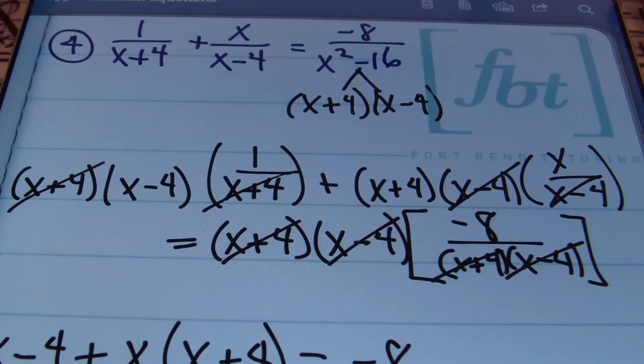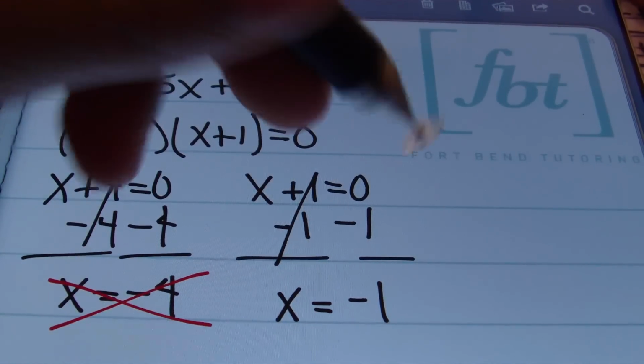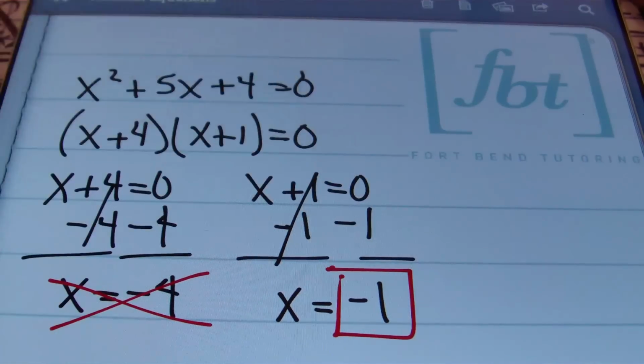And that's it, ladies and gentlemen. Negative 1 is the solution to problem number 4. Let's go ahead and box it up. So that means that negative 4 is no good because it's extraneous. However, negative 1 does work. So negative 1 is the solution, the sole solution to problem number 4. All right, let's move on to the next problem.